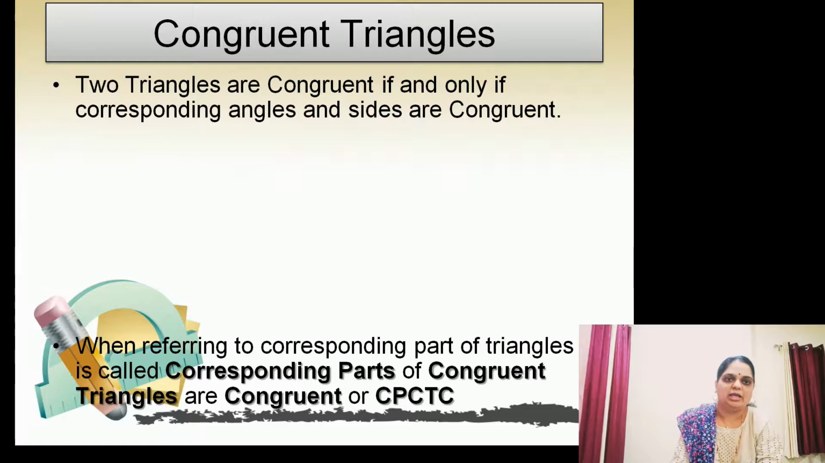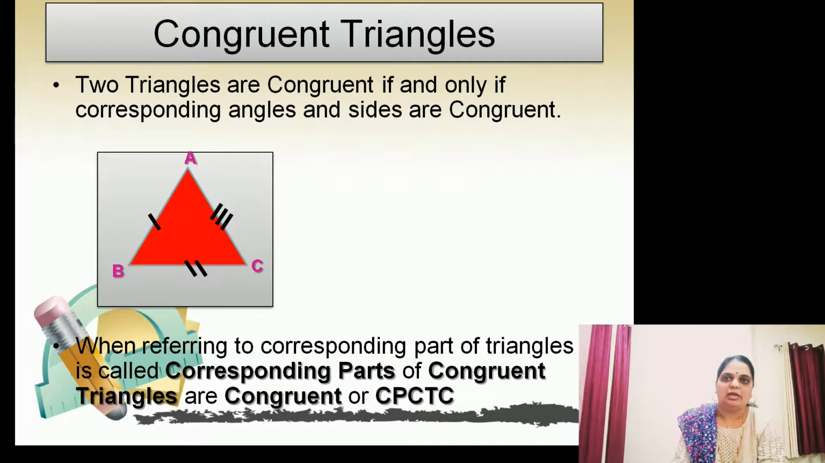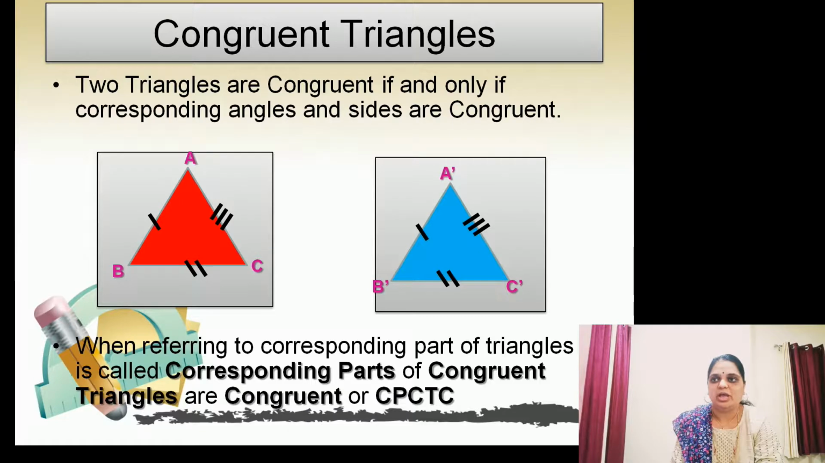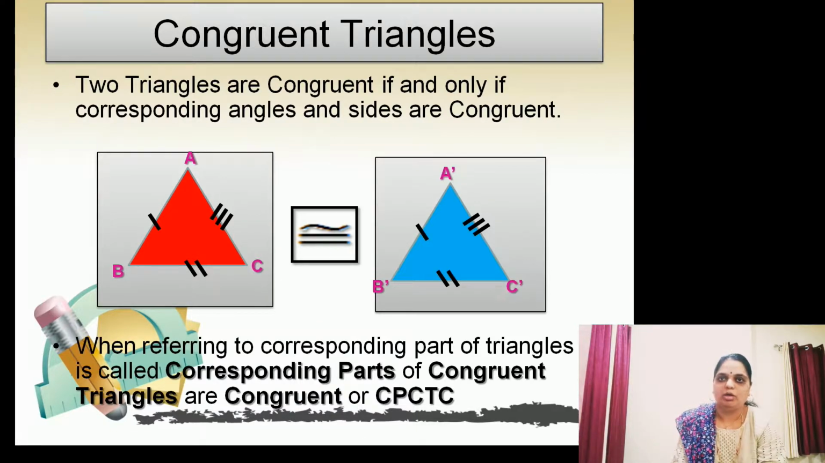Here we see triangle ABC and here triangle A' B' C'. We see that there are congruent signs. That means side AB is congruent to side A'B', side BC is congruent to side B'C', side AC is congruent to side A'C'. Obviously angle A is congruent to angle A', angle B is congruent to angle B', and angle C is congruent to angle C'. So we conclude that triangle ABC is congruent to triangle A'B'C'.